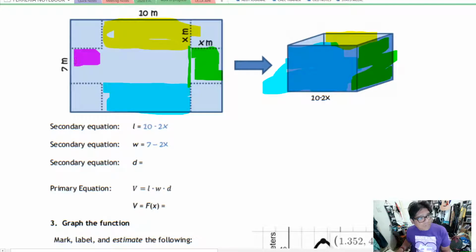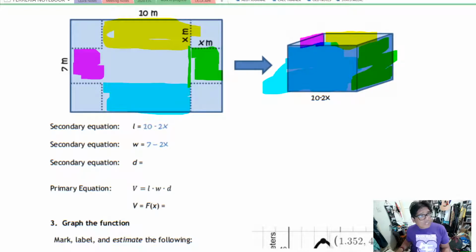This piece right here on the side, that's going to be this wall right over here. That's barely visible. And then, of course, the bottom of the box is going to be this center portion right here. So that's how that's going to work. It's going to fold up. So the depth, how deep is this going to be?